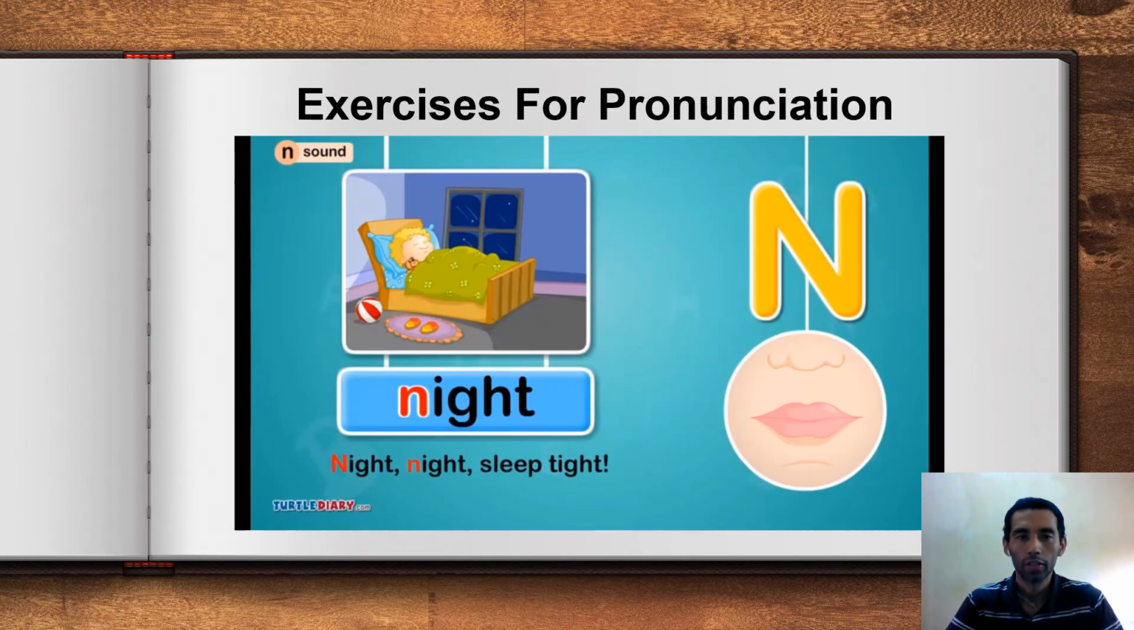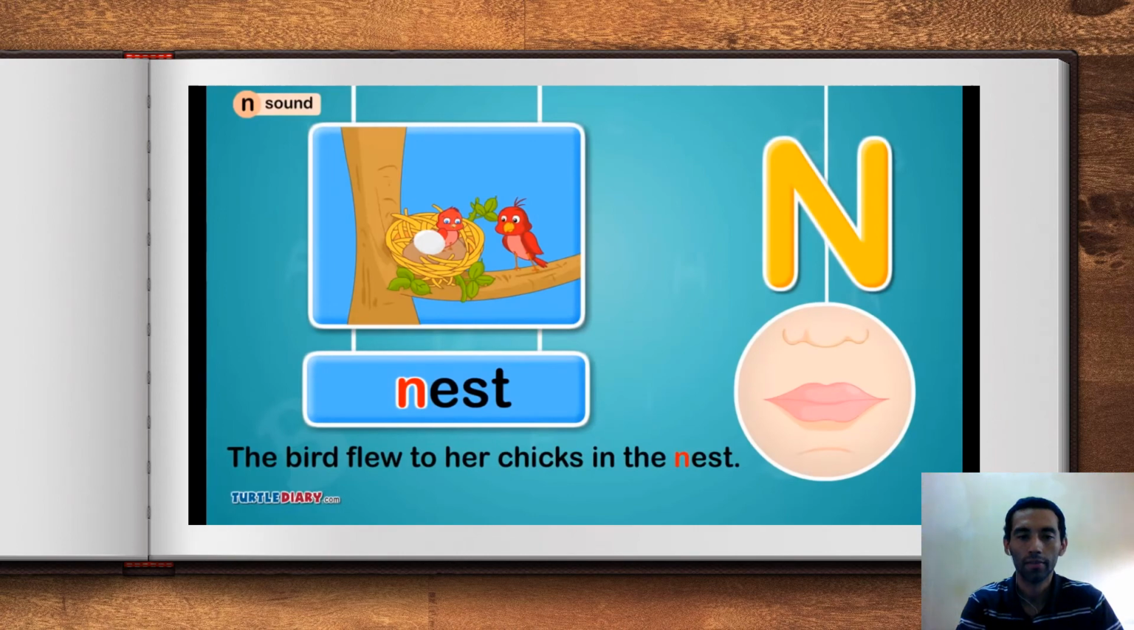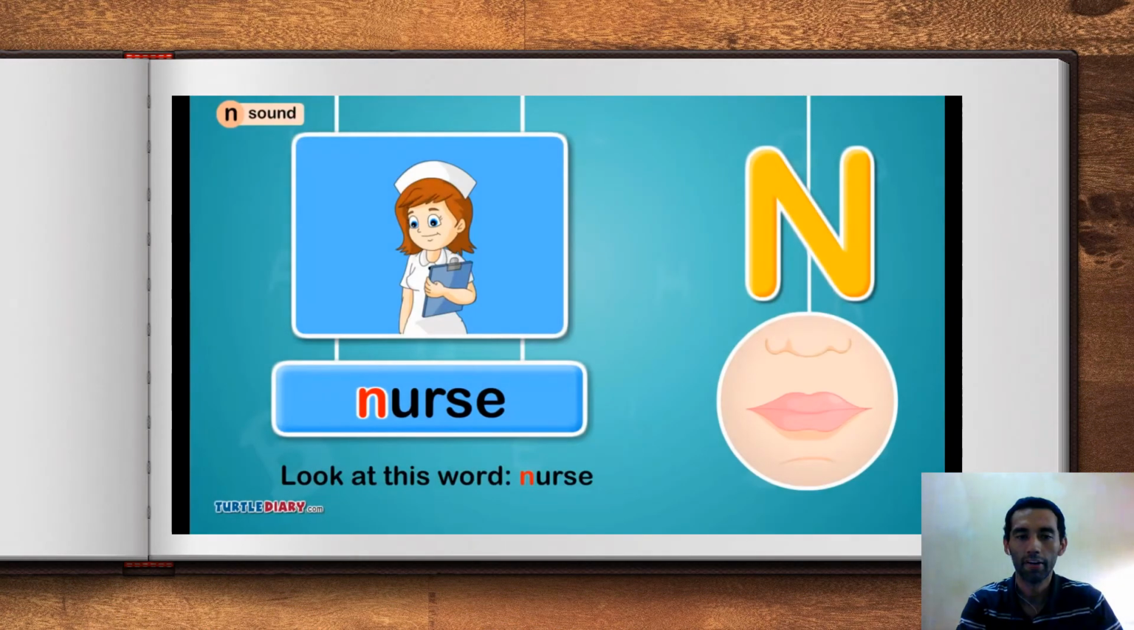We are going to continue with the exercise for pronunciation, the letter N. Here we have some sentences. Night, night, sleep tight. The second one, the bird flew to her chicks in the nest. And finally, look at this word, nurse.